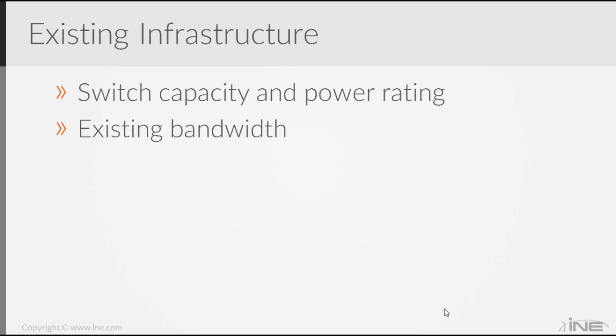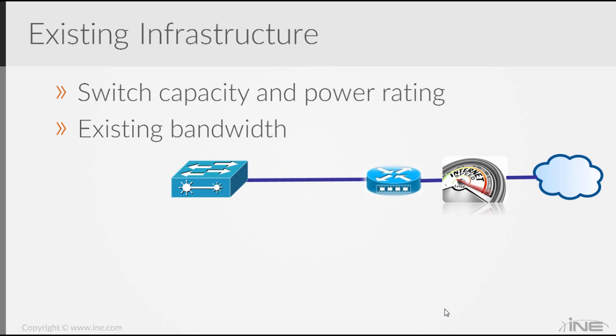So let's talk about existing infrastructure. Some of the things that you want to make special note of are the switch capacities and power ratings. The switch capacity for layer 2 access devices should support new access points in number and in power, or PoE. You should also understand their existing bandwidth out to the internet. Any new Wi-Fi that is installed will be limited by the amount of bandwidth out to the internet.